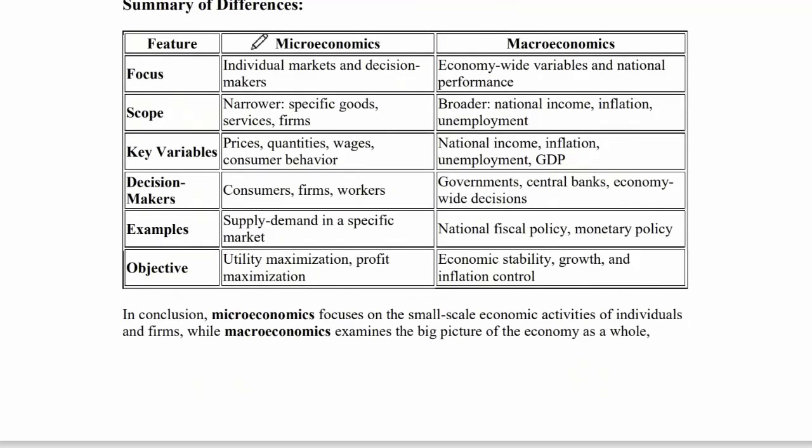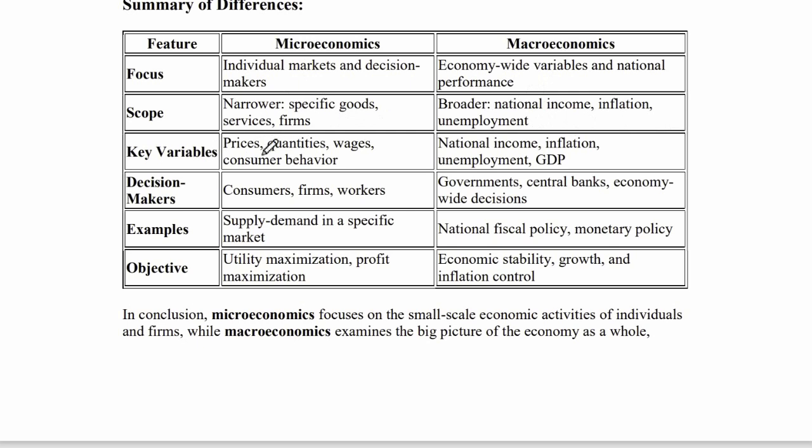Let's look at the summary of the differences. Microeconomics deals with or focuses on individual markets and decision makers, whereas macroeconomics focuses on economy-wide variables and national performance. Microeconomic scope is narrower, which includes specific goods and services, firms, etc. Macroeconomic scope is broader. It looks at national income, inflation, unemployment, GDP, government fiscal policies.